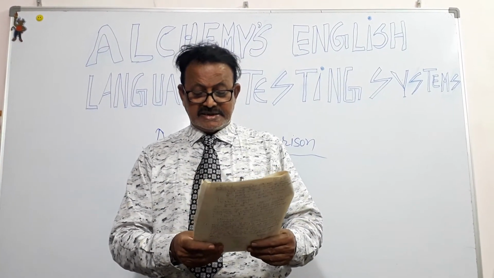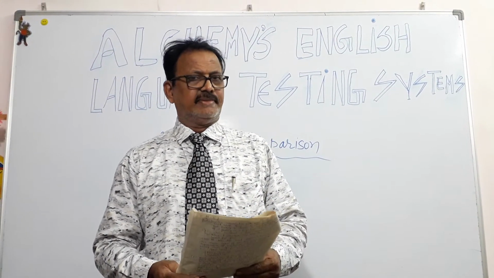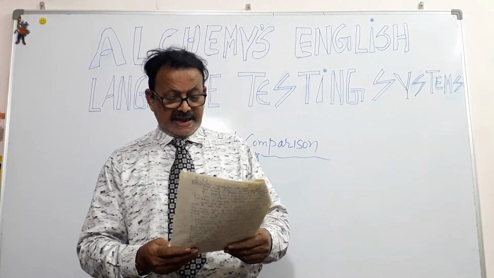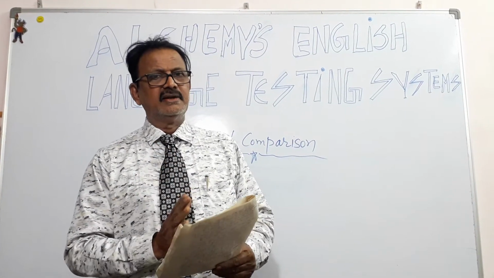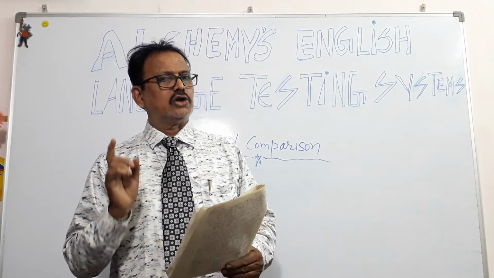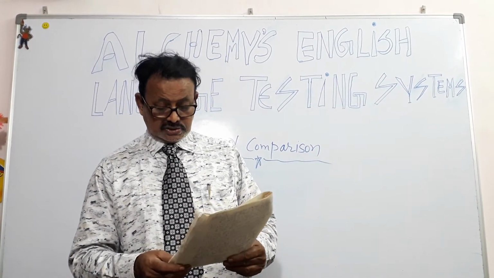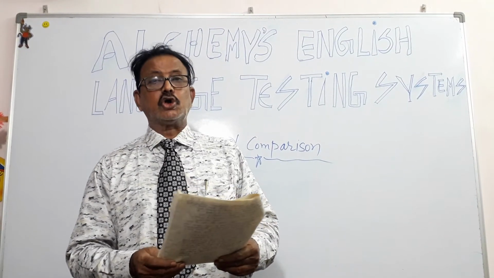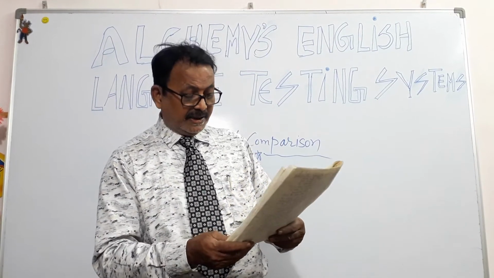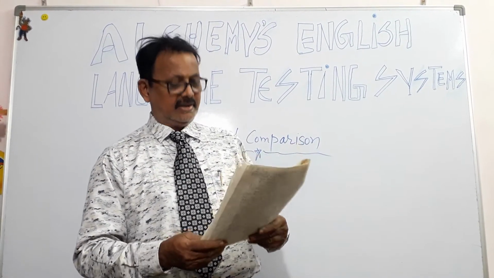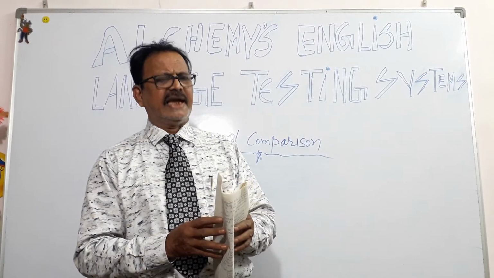When the positive is a word of one syllable, a single syllable, and ends in a single consonant, not A, E, I, O, U, a consonant, preceded by a short vowel, this consonant is doubled before adding er and est. Now I will read examples, and you will understand what it actually means.